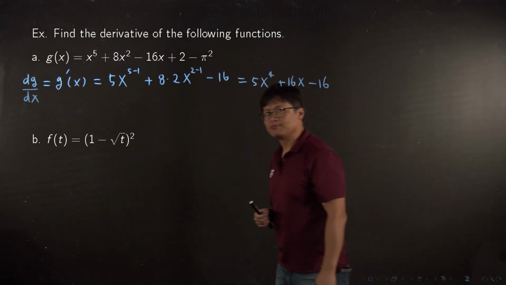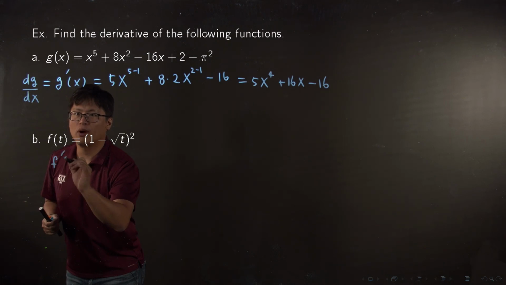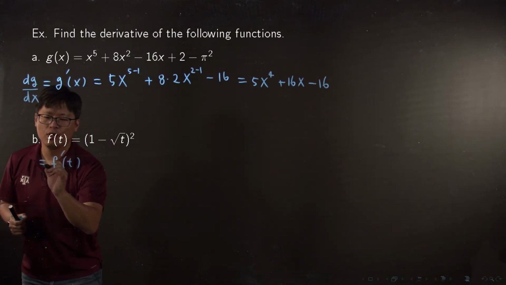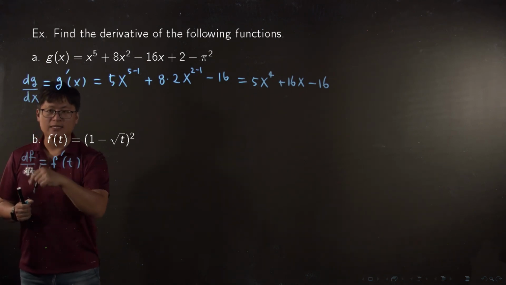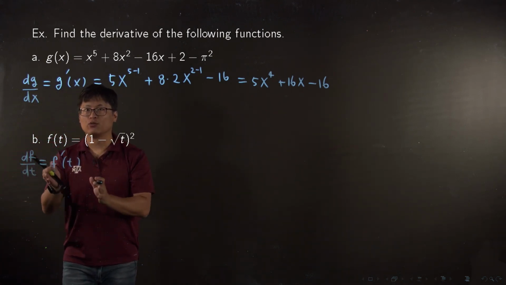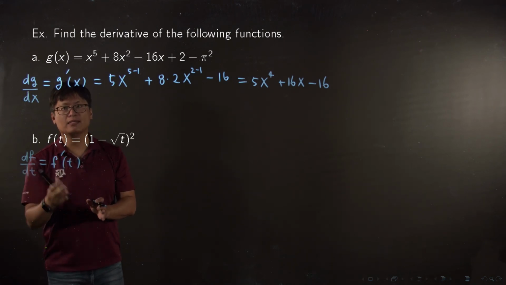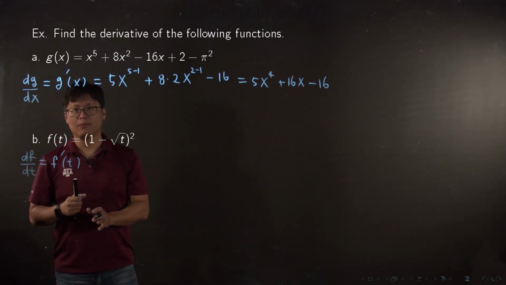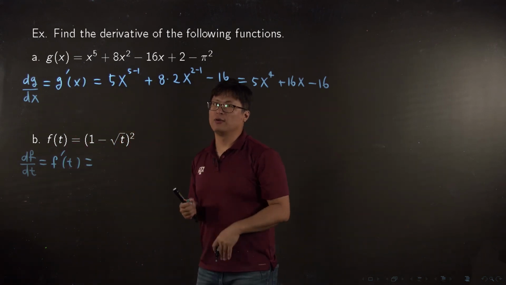So what about the next one? f prime of t, or in Leibniz form, we can write this one as df over dt, okay? This Leibniz form is really useful because we will know which one is the independent variable. t is the independent variable and f is the dependent variable, okay? So here we go. We have to find it. So how can you find it, okay?